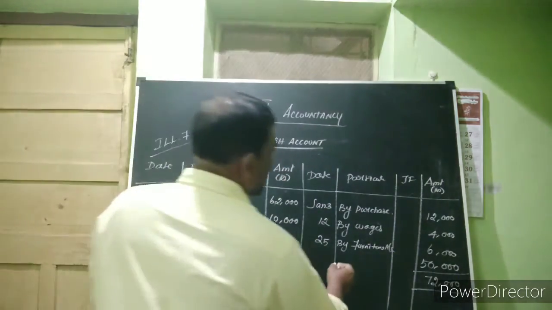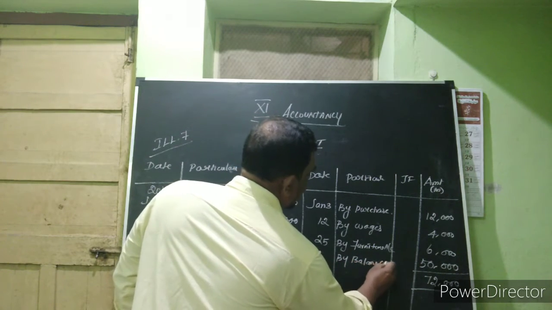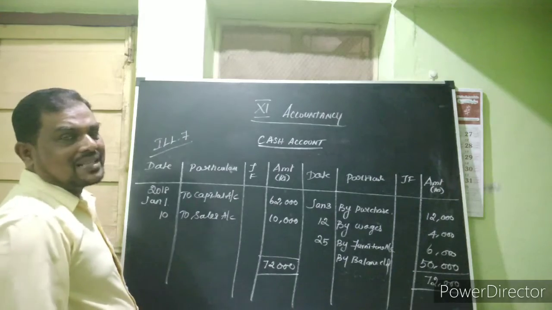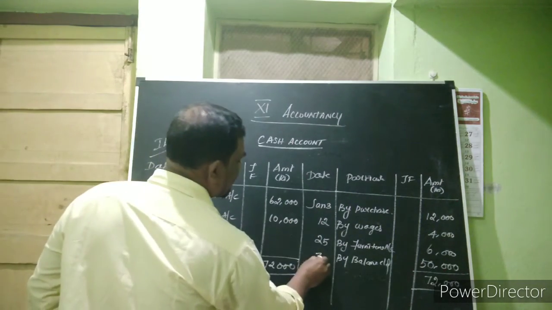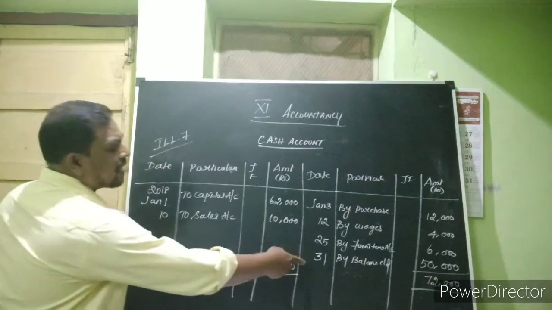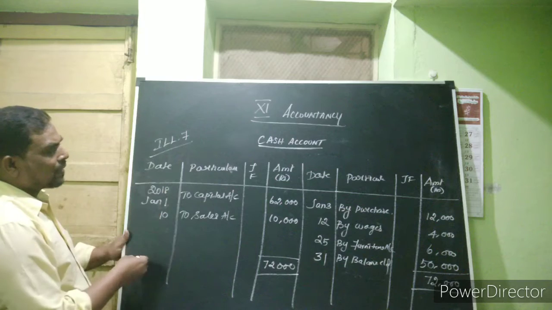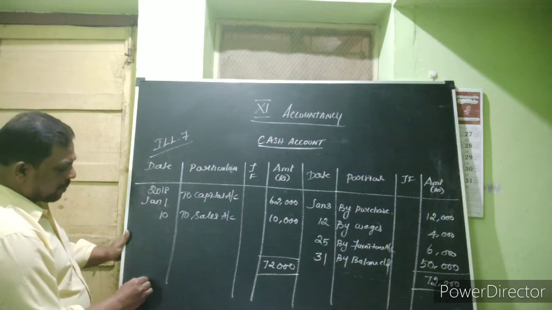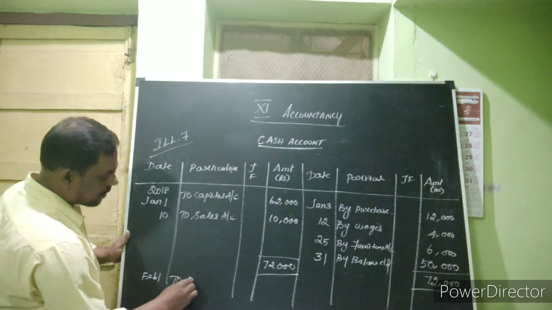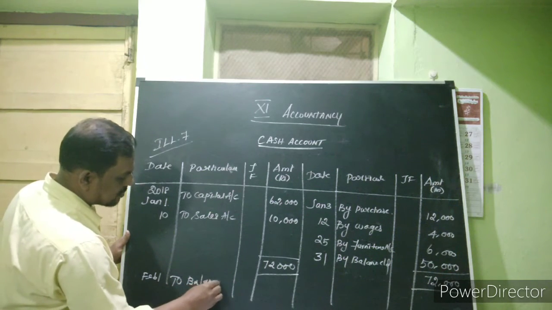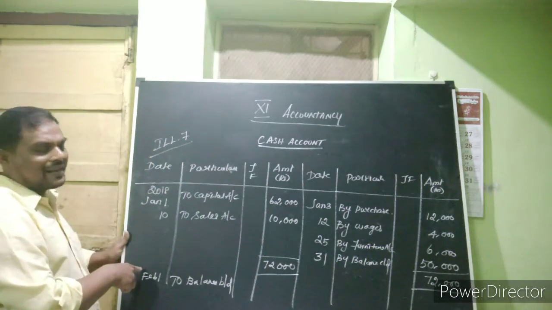This 50,000 is called the closing balance of the cash account. So the closing balance is named as by balance carried down. What is the date? This is the closing date, the January closing date, which is 31. This closing balance will come as the opening balance on the debit side. So what is the next month to open? January's next month is February. So February 1, to balance brought down. This closing balance becomes the opening balance.